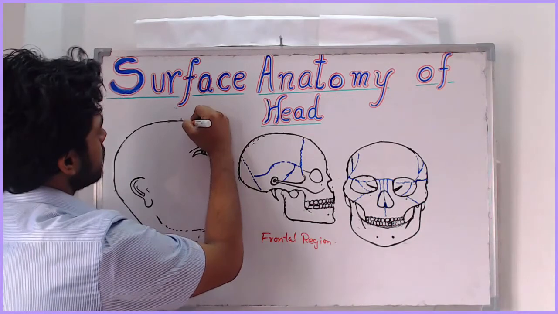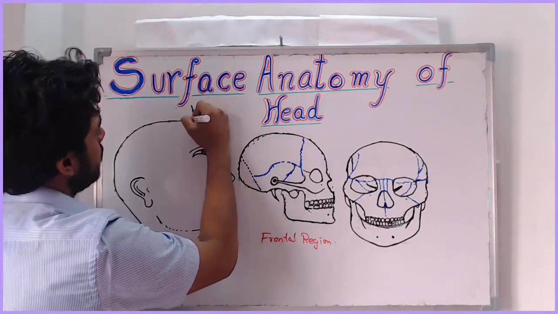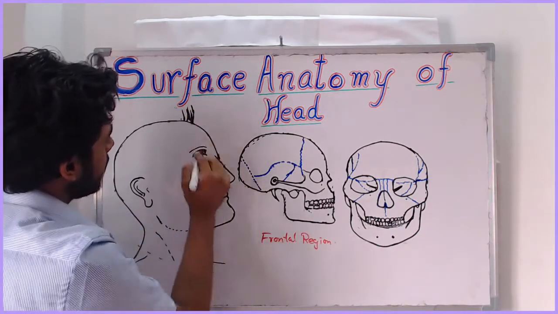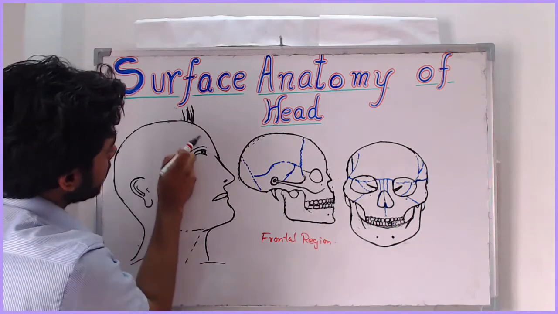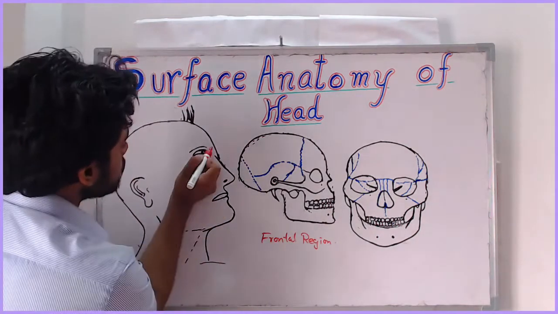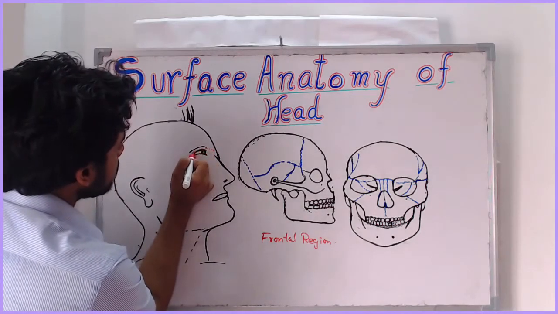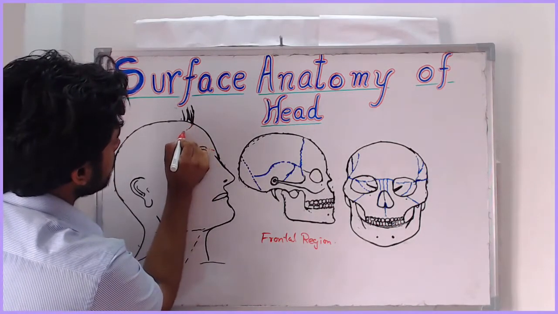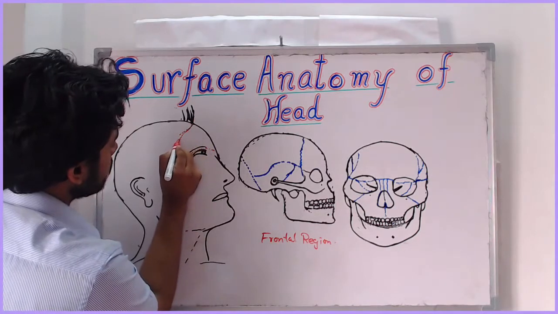In this person, the hair starts from here. So the area between this hairline and the eye is called frontal region, which is superior to the eye and inferior to the hairline.